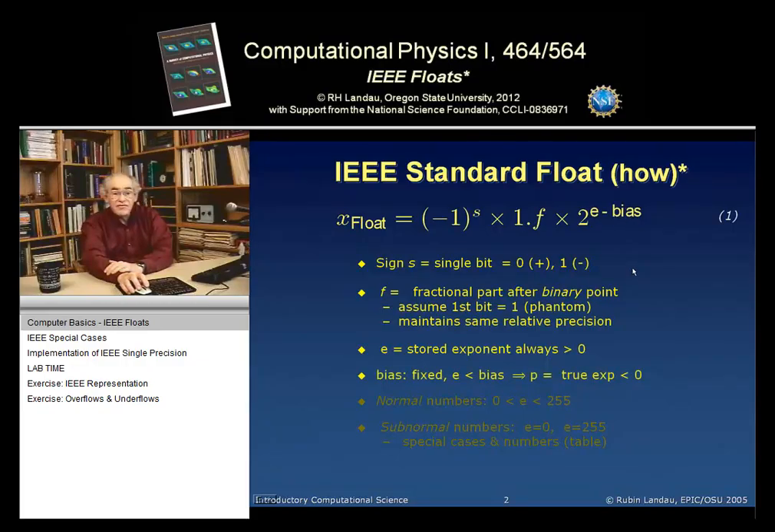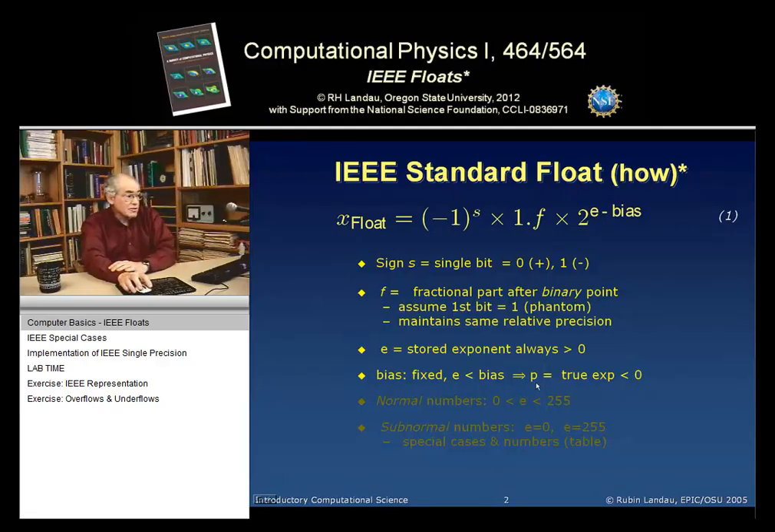So if you have a number which is less than the bias being subtracted, so if that's the exponent that you've stored, then when you subtract the bias, you get a negative number. So the mathematics works out okay. You can store negative integer exponents, but they're stored in the format of only a positive number.